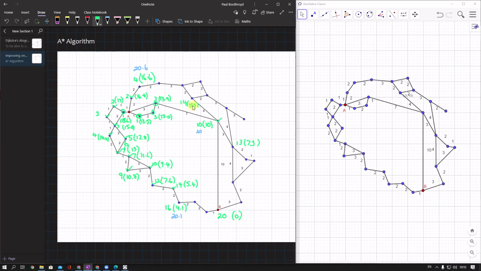So cost here is 27, cost up there is 20.6, cost here is 20.3, cost down here is 20.1. So my next node to process is 20 at the end, and that's my end. Now that's the cheapest node. I have found the shortest route.